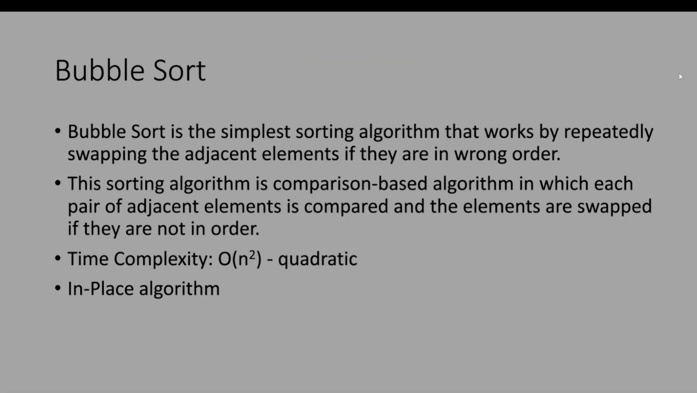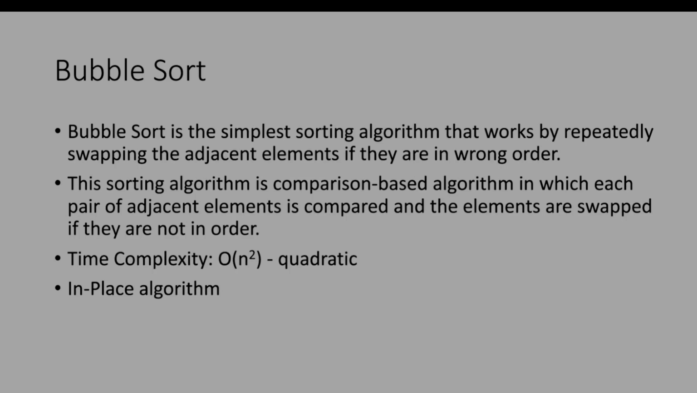Alright, so let's get started with the bubble sort algorithm. As we know, bubble sort is the simplest sorting algorithm that works by repeatedly swapping adjacent items if they are in the wrong order. So it's a comparison-based algorithm in which each pair of adjacent elements is compared and swapped if they are not in order.